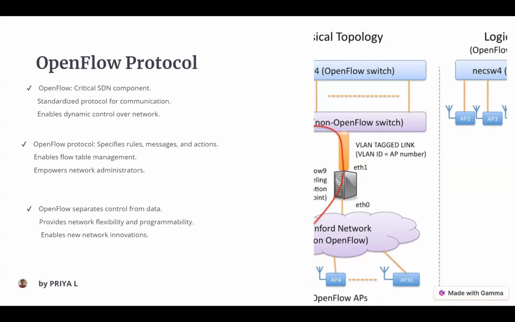Okay, the protocol messages of OpenFlow define a set of messages which is exchanged between the controller and the switches. These messages include packet-in, which is forwarding a packet to the controller for processing; flow-mod, modifying flow entries; and packet-out, which is sending a packet from the controller to a specific port, and so on. These messages enable the controller to exert fine-grained control over the behavior of the network.